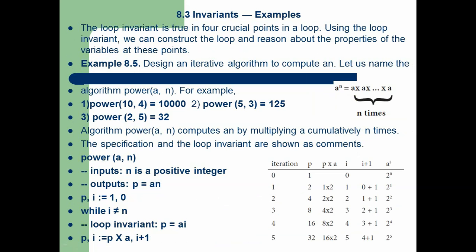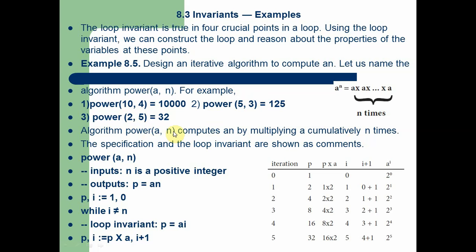So these are the four important places where any loop invariant should be true. So next one is an invariant example. Consider we are finding the power of two numbers: 10 comma 4 is 10,000, power of 5 comma 3 is 125. The algorithm for finding the power of any two numbers, as an example power a comma n, means a power of n. It computes by multiplying a cumulatively n times: we are multiplying the number a for n times and accumulating all the product results. This is what we do.